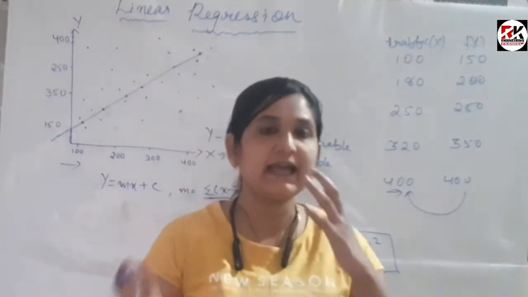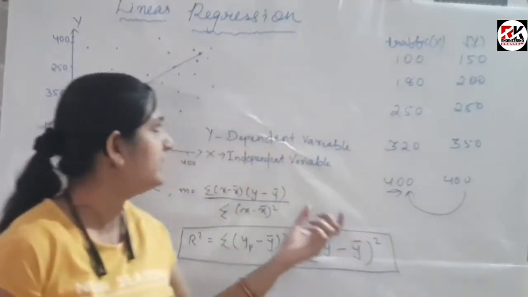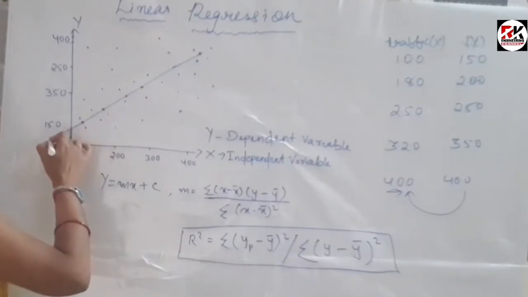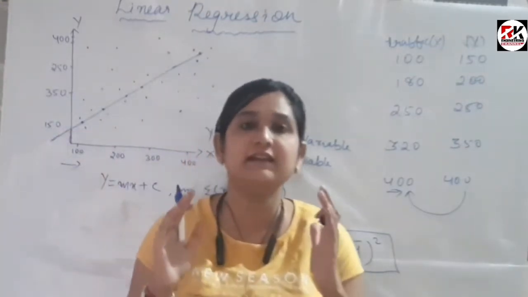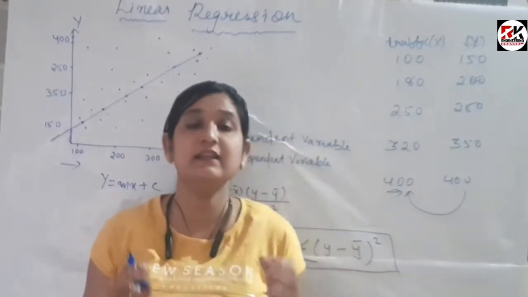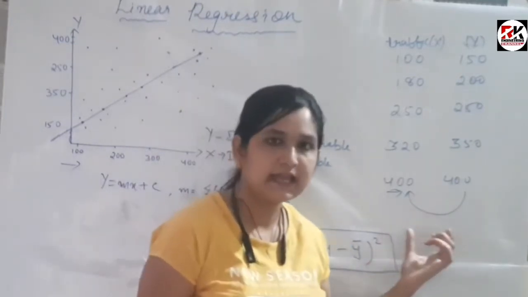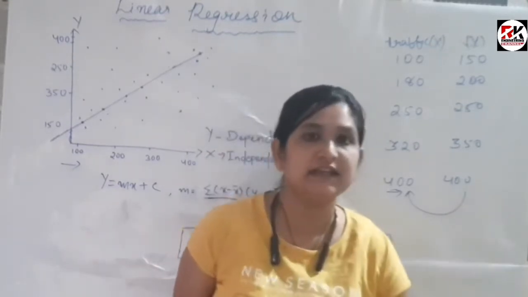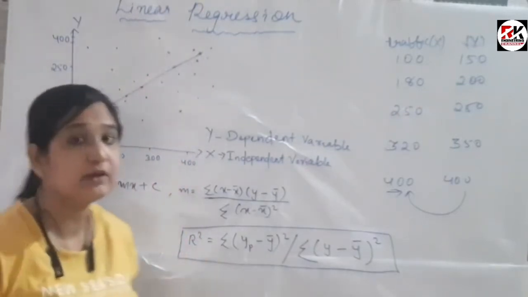Here I have represented the data in such a way that when I plot these points, I get a straight line. This line is called the line of regression. With the help of x and y data, where x is my independent and y is my dependent variable, I get a straight line when I plot.